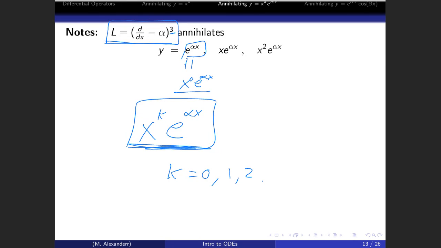So this blue operator, which is your second type of operator, cancels out functions of this format: x to the power k, e to the alpha x, but the k can only be a power less than 3. K has to be a power less than 3. All right, so that's a 1, that's a 2.